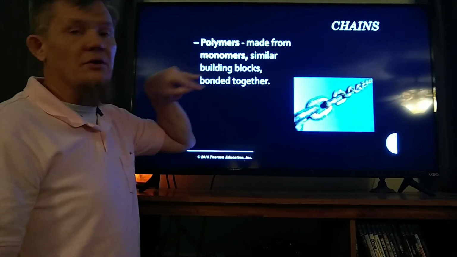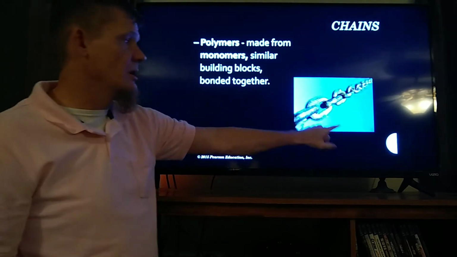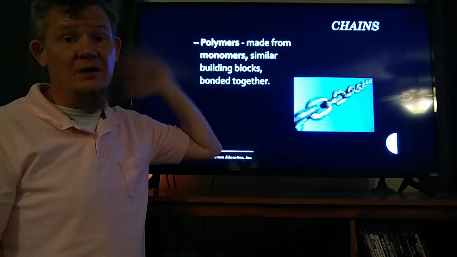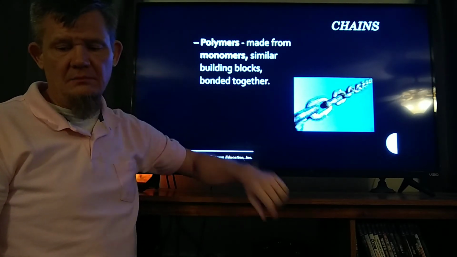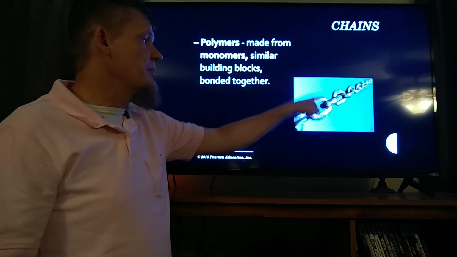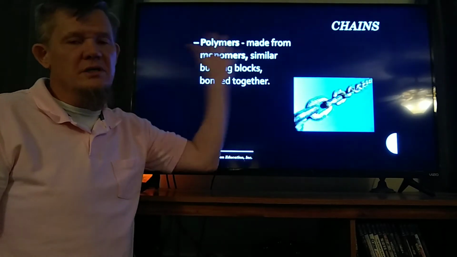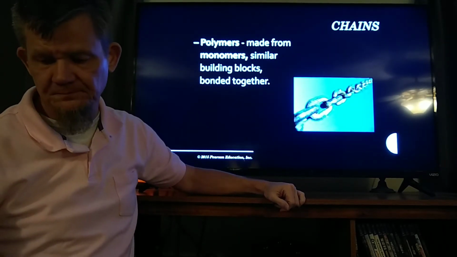Those monomers are the building blocks. So in my chain description, a single link is the monomer. I put a whole bunch of them together, now I have a polymer. These separate molecules are all bonded to each other, and we'll look at some of the bonding when we get there.